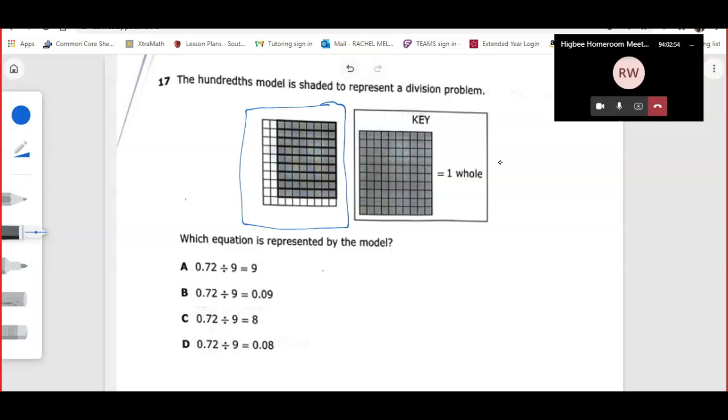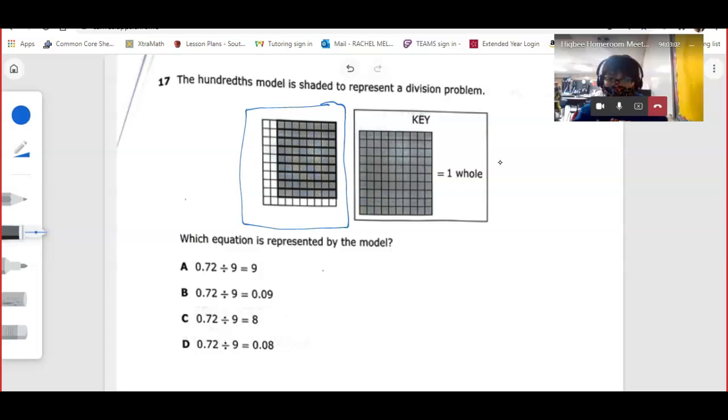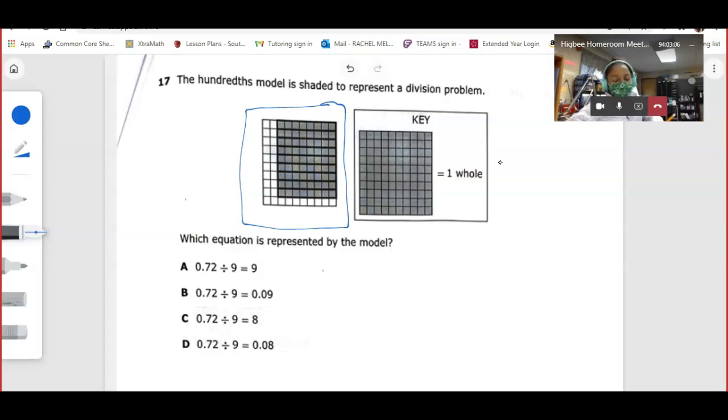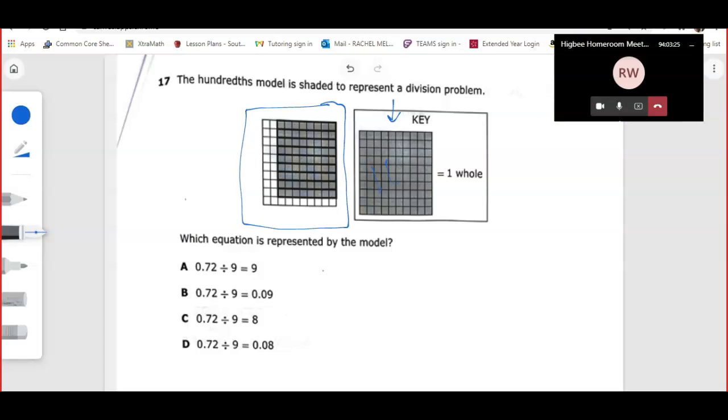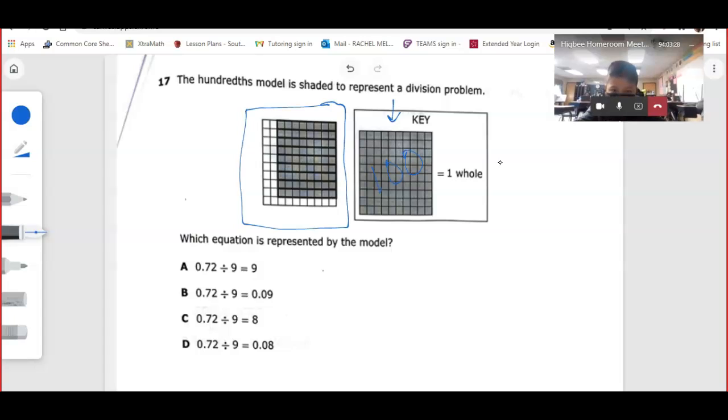The whole thing all together is a whole. Okay, that means each square is a what? Lyric. Okay. Think of it this way. Look at the key. The key is one whole. How many are colored inside the key? How many, Brandon, are colored inside the key? 100. 100, right? Everybody with me on that?